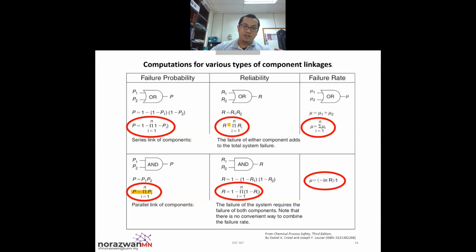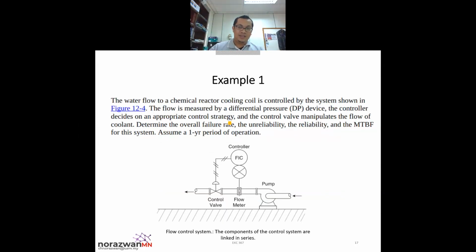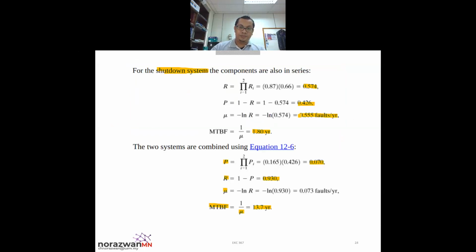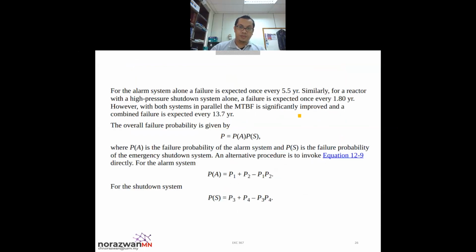shutdown system, we used the series calculation, because of the nature of that system. So you need to think carefully which one is series and which one is parallel interaction. This only relates between two systems. This one is just the explanation regarding how to calculate the MTBF.